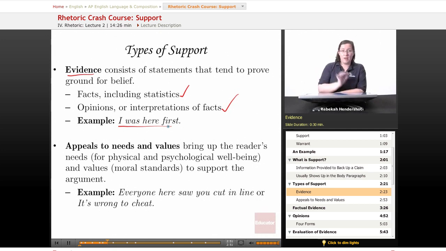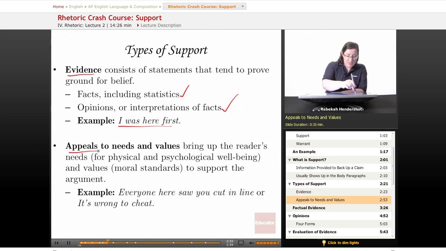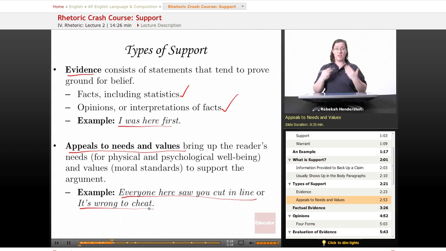The other type of support that you need to know about is appeals to needs and values. These bring up the reader's needs for physical and psychological well-being, or their values, their moral standards, to support the argument. So, for example, you might say, "Everyone here saw you cut in line." That appeals to the psychological need to be respected. Everyone sees you cheat, they respect you less. Or you could say, "It's wrong to cheat." If it's part of your moral code that it's wrong to cheat, you don't want to do something that's morally wrong, so that gives you an incentive to not cut in line.